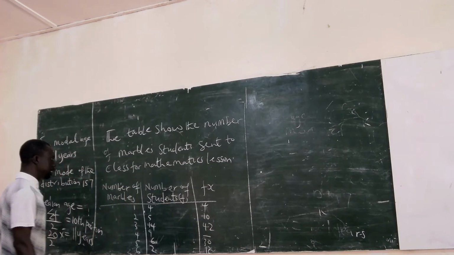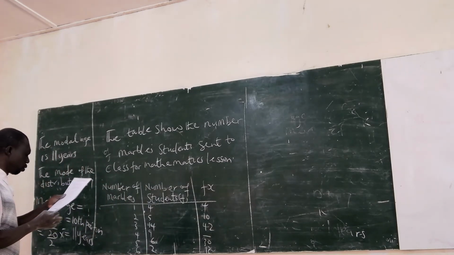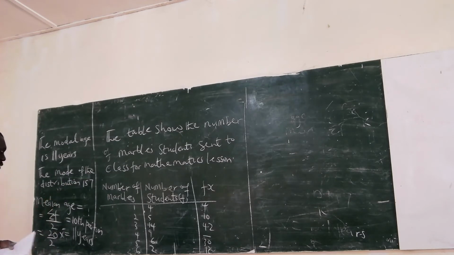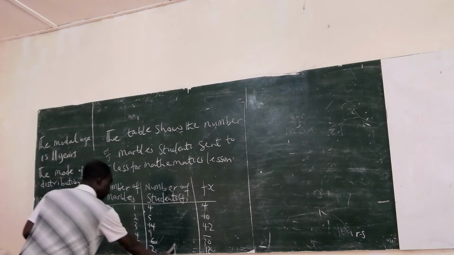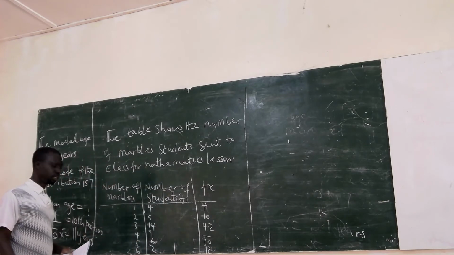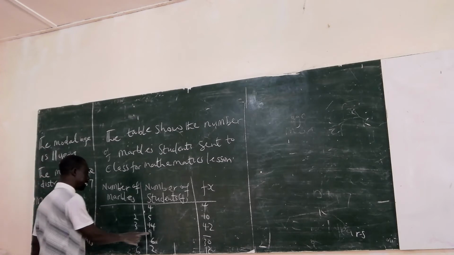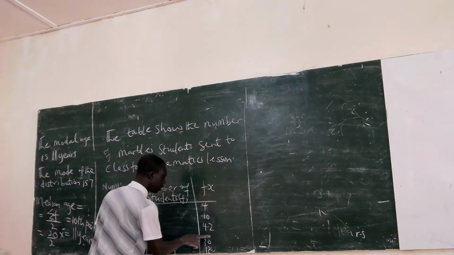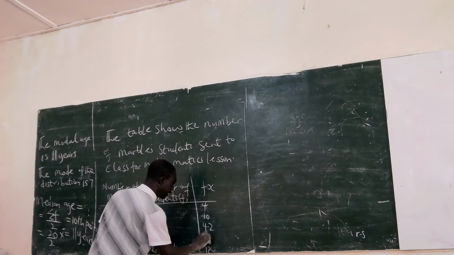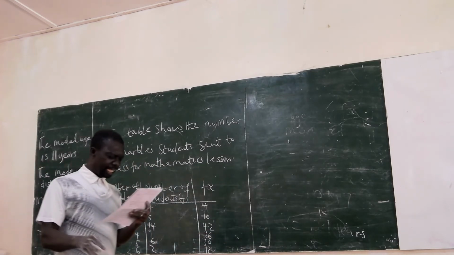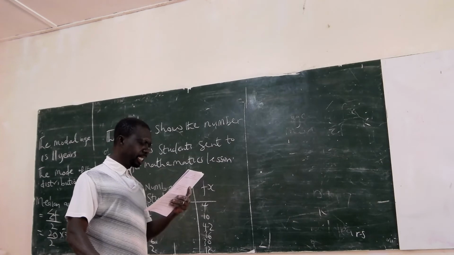Now we have found the missing numbers. So let's use the table to find the number of students in the class. I'll begin now. 4 times 9 is what? 4 nines are 36. Now the examiner said that we should find the number of students in the class.